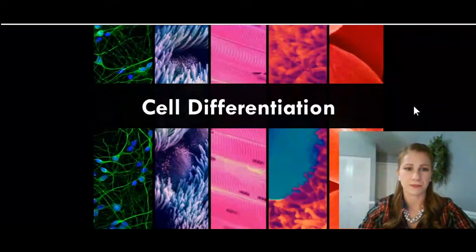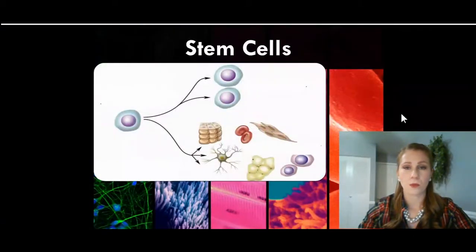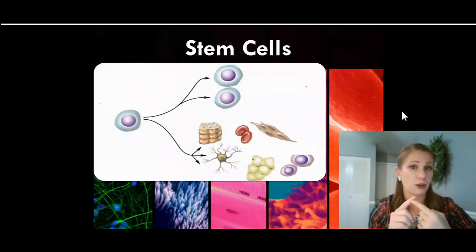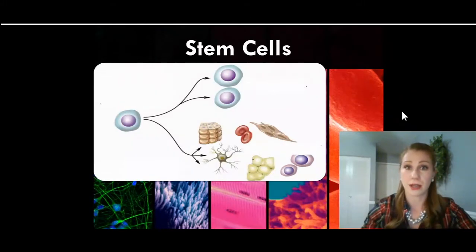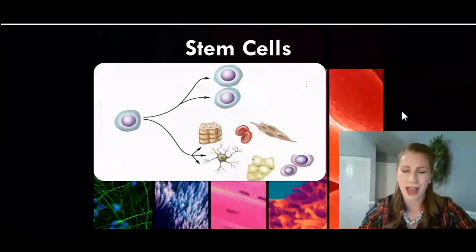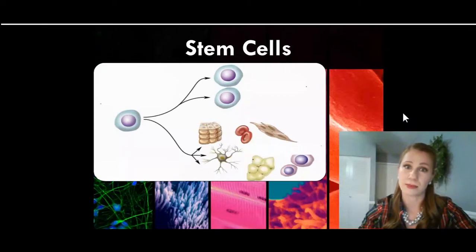Okay, let's get started. So today our topic is cell differentiation. When we talk about cell differentiation, what we're really talking about is how did our bodies get so complex? We know we started out as the product of one egg and one sperm. When they become fertilized, it creates a single cell called a zygote. Now this single cell has to become the trillions of cells in our body. So how did that happen? The answer is it starts with stem cells.